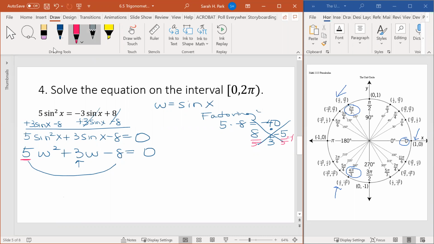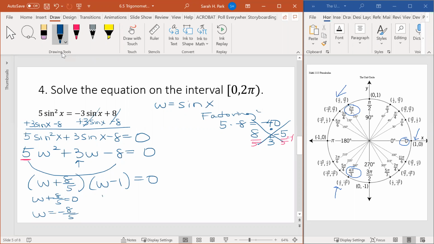Okay, so those are my factors. We have our factors to be w plus 8 over 5 and w minus 1. Now let's solve for 0 by setting both of those factors equal to 0. So we got w plus 8 over 5 equals 0, giving us w is equal to -8 over 5. And w minus 1 equals 0 gives us w equals 1.